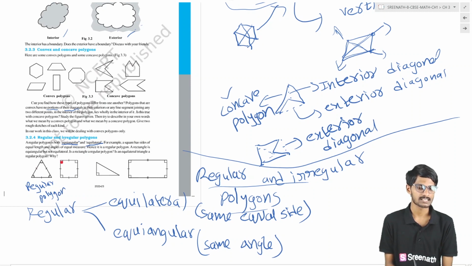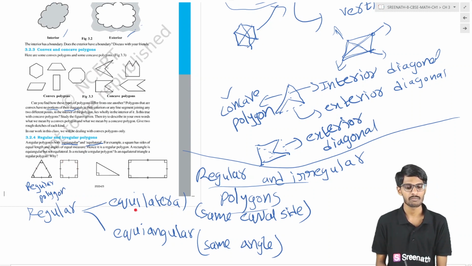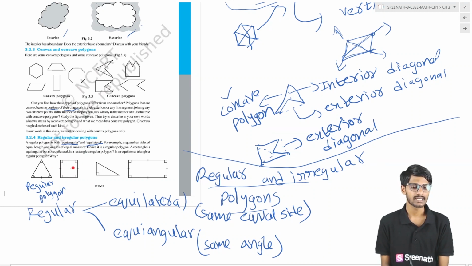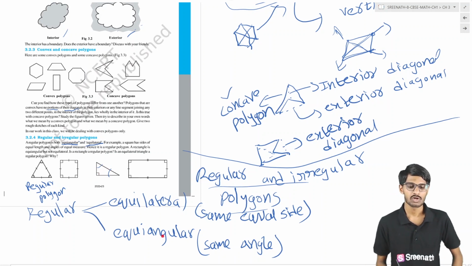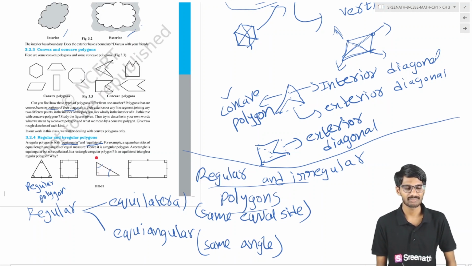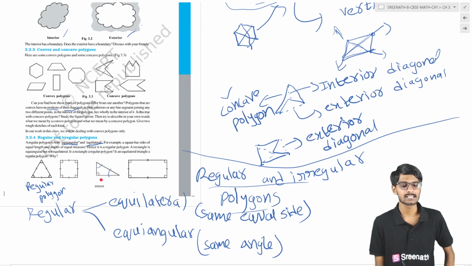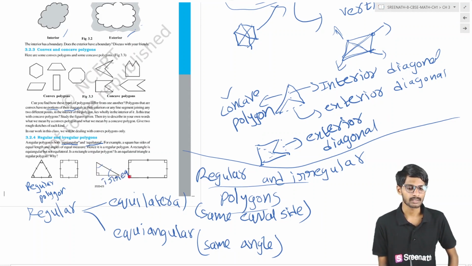If you consider this one, all these angles are the same, so it is equiangular, and all these side lengths are the same, so it is equilateral. So this is also a regular polygon. If this angle is 90 degrees and this one is some other degree, then the angles are not the same, so it is not equiangular, so it is not regular. It is irregular. If it has the same angles but its sides are not equal, it is also irregular.